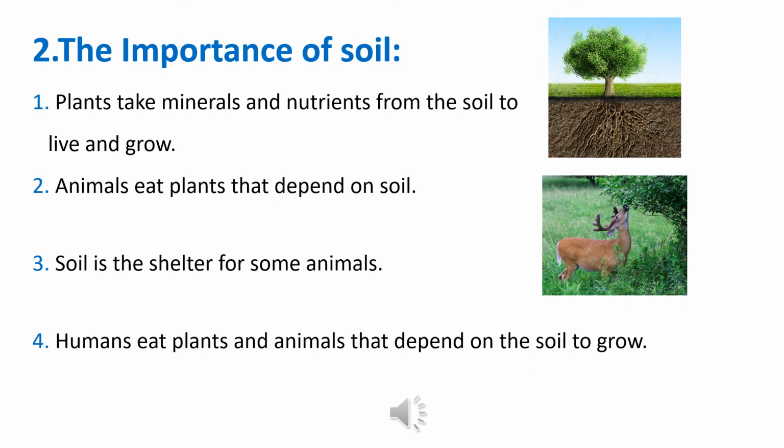Now let's talk about the second part of the lesson, the importance of the soil. The plants take minerals and nutrients from the soil to live and grow. Animals eat plants that depend on the soil. Also, the soil is the shelter for some animals. The humans eat plants and animals that depend on the soil to grow.